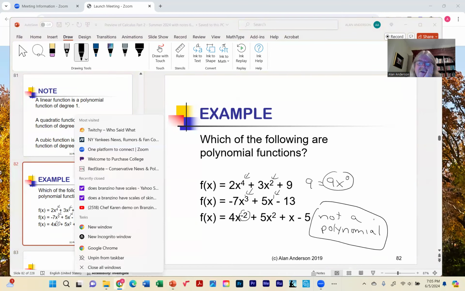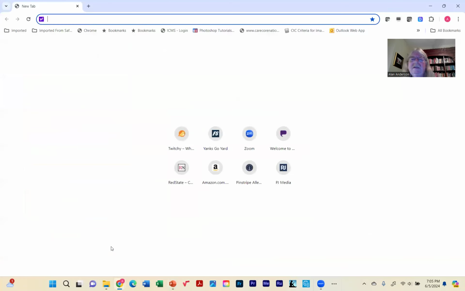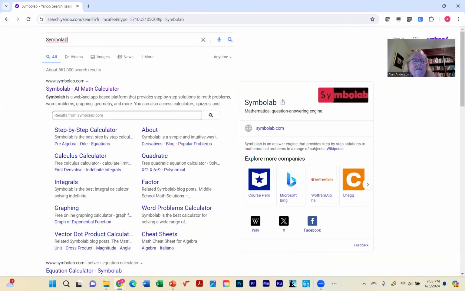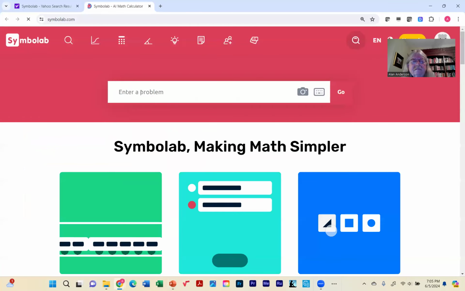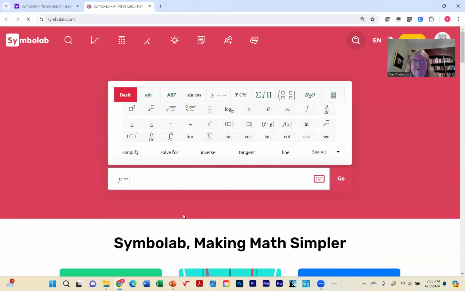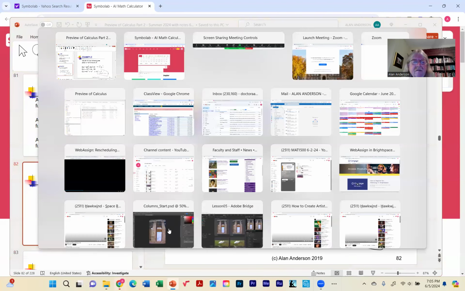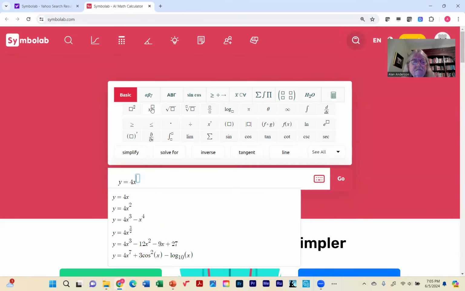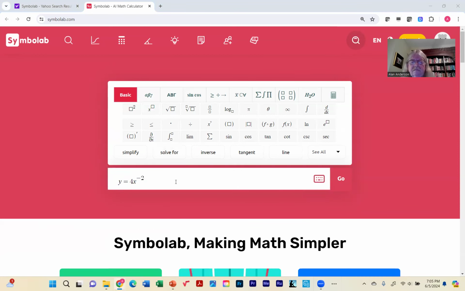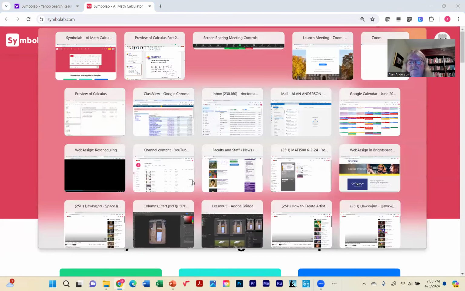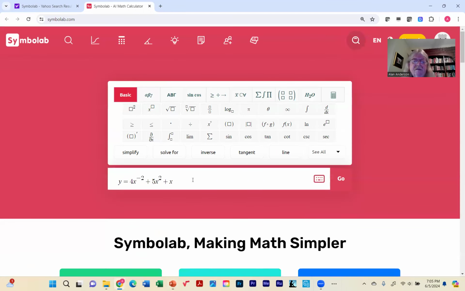Well, you know what? Just for the fun of it, why don't we go find out from SymbolLab? It's going to be very strange, most likely. Let's see. All right, what do we have here? 4x to the -2 plus 5x squared plus x minus 5.